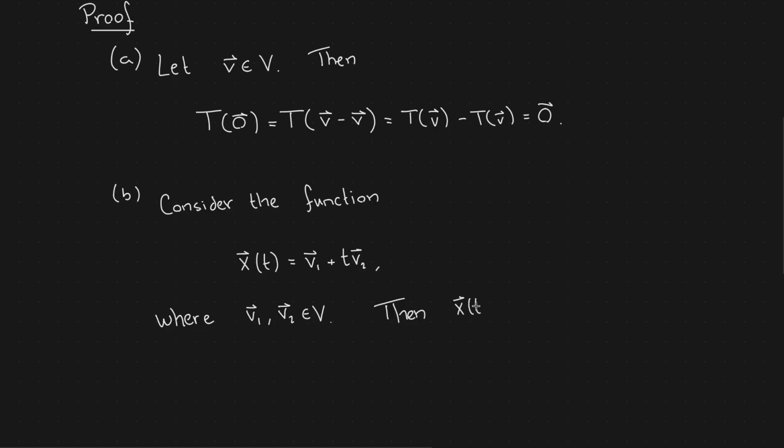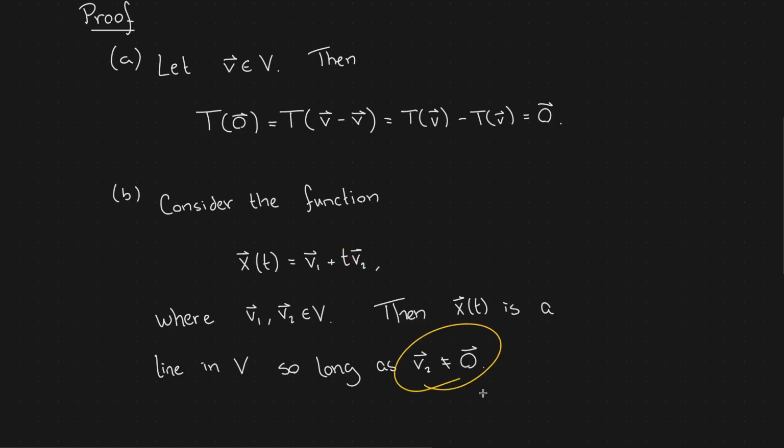Then x of t is a line in V so long as our direction vector is not the zero vector. If the direction vector is the zero vector, this would just go away and we would just have a single vector or a point, right? The vector would point to a specific point. So as long as that second vector is not the zero vector, we have a line in V. All right. Now what we want to do is take the transformation of that line and see if the result is still a line.